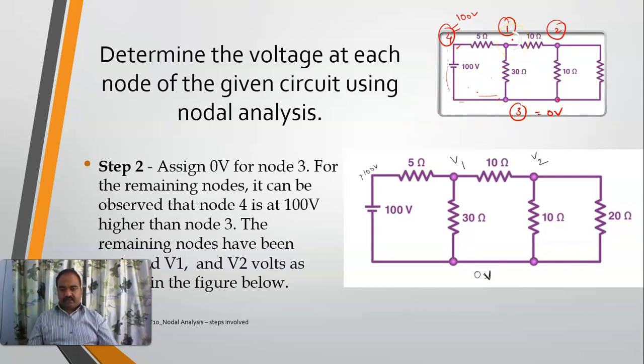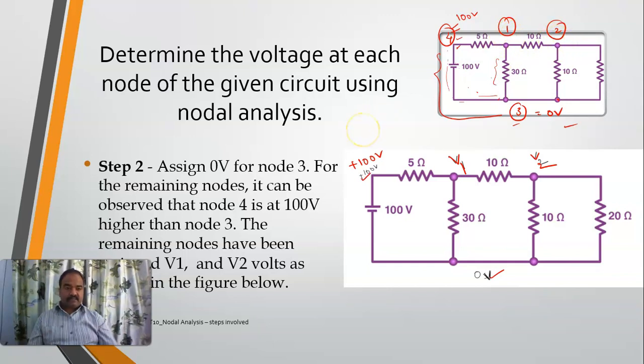Whereas at node 1, I can't identify the voltage because I don't know what the voltage drop here is. So I'll take it as V1, and here I'll take it as V2. This is the way I have assigned. For 3 I have taken 0 volts, for this one 100 volts, and for this one V1 and this is V2. This is step number 2. I'll repeat it again. The bottom one I am taking as 0, and this one I am taking as 100 because there is a voltage source between them. For the remaining I don't have any particular information, so I am taking V1 and V2.